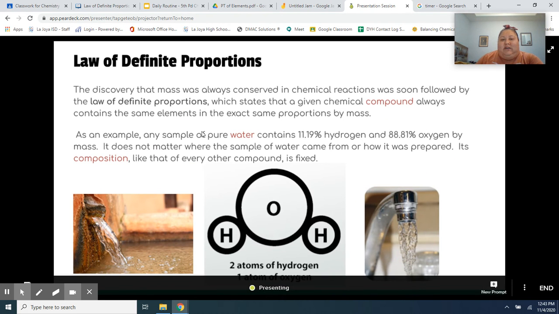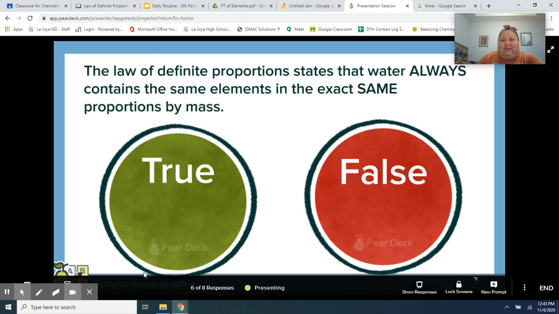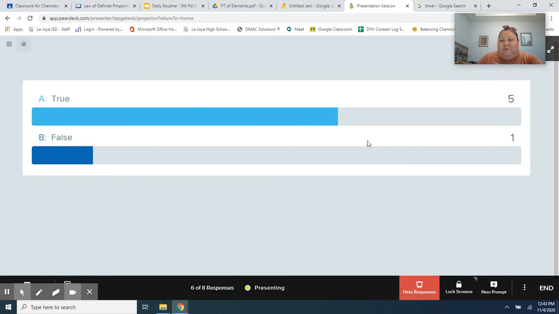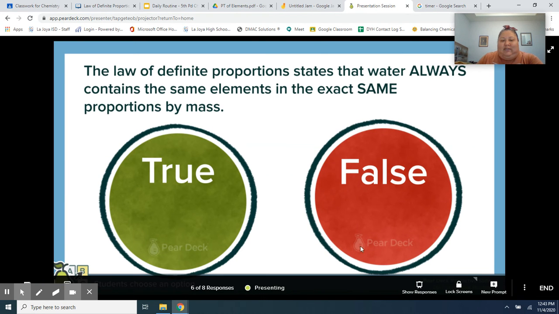And it says here that a given chemical compound, so they changed it, right? They said water always contains the same elements in the exact same proportions by mass. That is a true statement. If you pick true, every single person who picked true, all 5 students here, are correct. Good job, guys. Really, really good job. Excellent. Any questions on this slide?